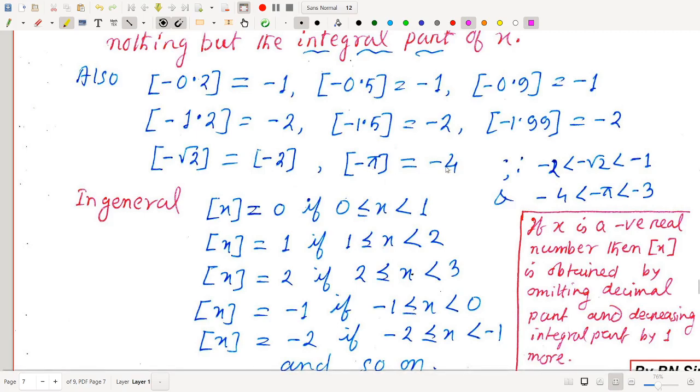Minus pi is minus 4. The reason I have written here: minus root 2 lies between minus 2 and minus 1. Minus pi lies between minus 4 and minus 3. That's why minus 4 is the answer, minus 2 is the answer here. Oh, here one mistake is done. This is not [-2]. This bracket is not there, only minus 2.